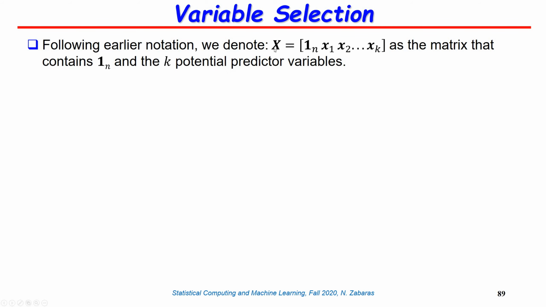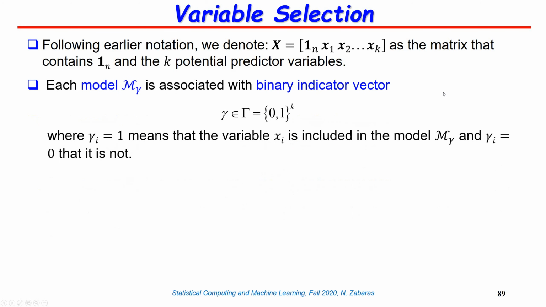So what I'm going to do is, first let me write the general structure for X, right? You remember X had a column of 1s, then a column that corresponds to my input variable x1 over all my training data set, and then a column for x2 and a column for xk. So I'm going to define the model M gamma, that is affiliated with a binary indicator vector that tells me which variables are in the model and which are not. So I'm going to use gamma_i equal to 1 when the variable x_i is included in the model, and gamma_i equal to 0 if it is not.